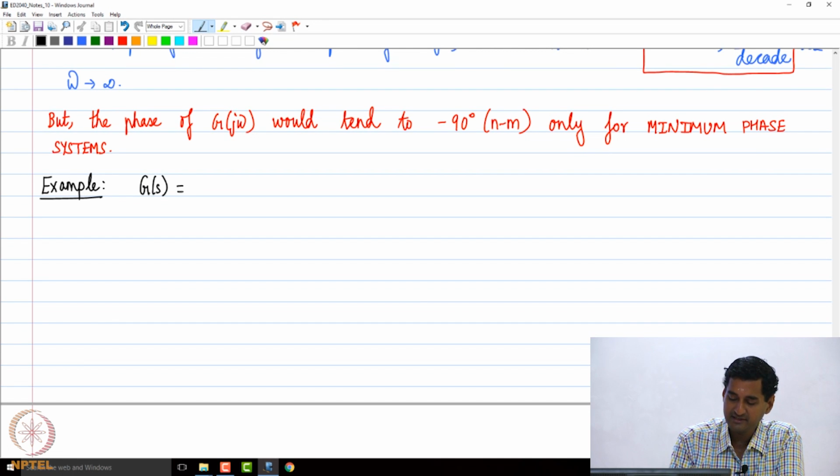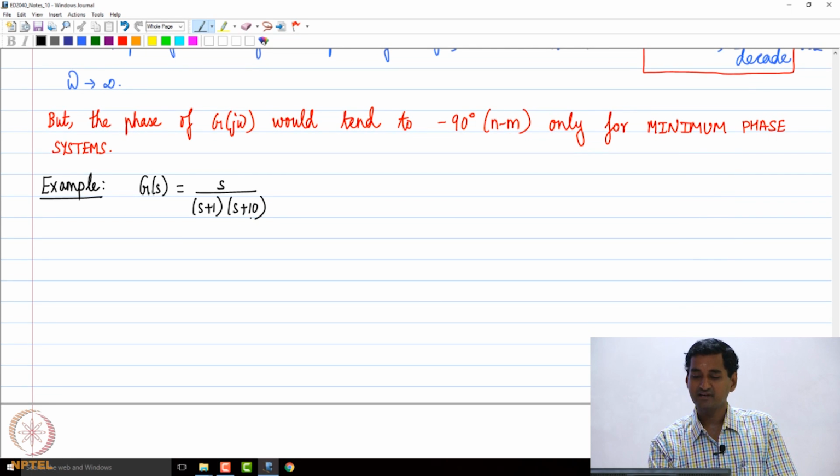Let's consider a transfer function of the form s divided by (s plus 1) times (s plus 10). I want to plot the Bode diagram for this particular transfer function. Obviously we need to rewrite this transfer function in terms of the factors that we have learned till now. Is it already in that structure? Not really, right?